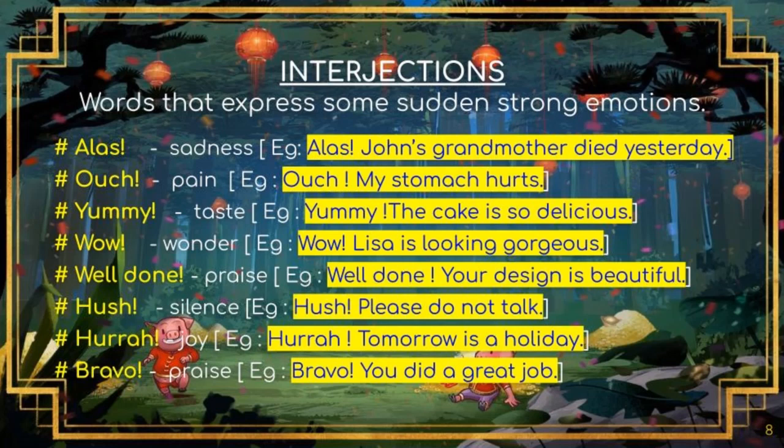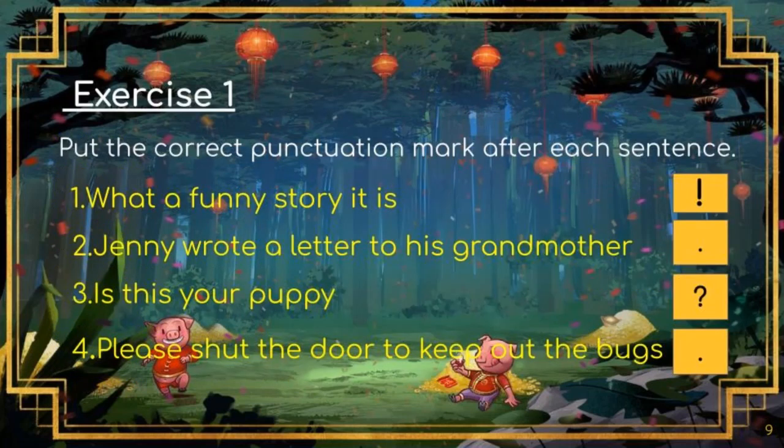And one more thing, an interjection is usually followed by an exclamation mark. Students, now we are going to do the first exercise, that is put the correct punctuation mark after each sentence. Students, before doing this exercise, read the sentences properly. After reading, put the correct punctuation mark inside the given box.